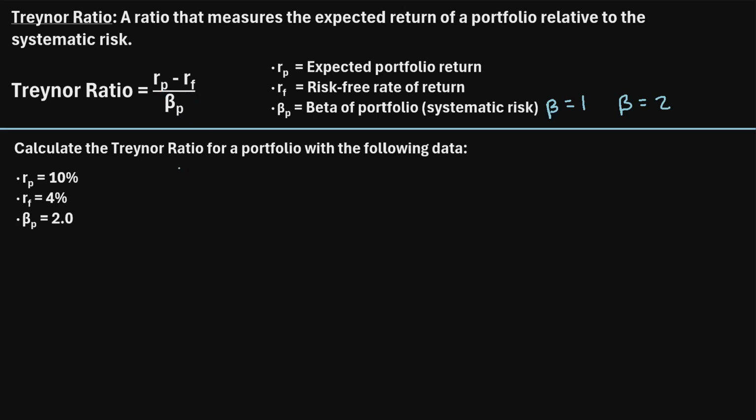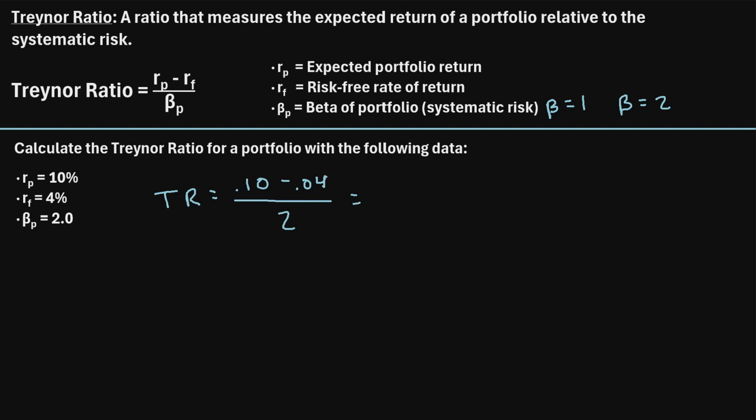So let's take a look at an example. This says calculate the Treynor ratio for a portfolio with the following data. The expected portfolio return is 10%, the risk-free rate of return is 4%, and the beta of this portfolio is 2. So the Treynor ratio, we can abbreviate that as TR if we want, is just going to be the expected portfolio return, which is 0.10, so 10% as a decimal, minus 4%, which is the risk-free rate of return, so 0.04 as a decimal, divided by the beta of the portfolio, which is 2.